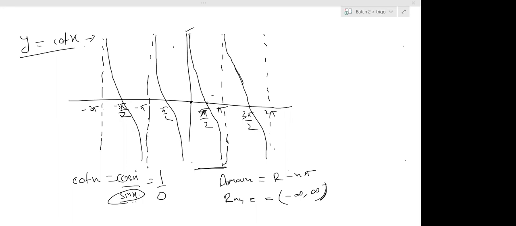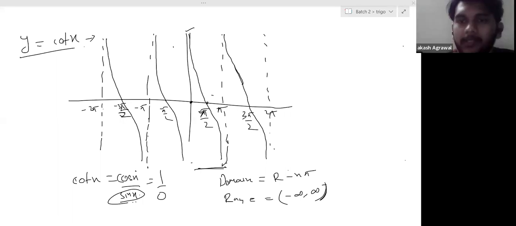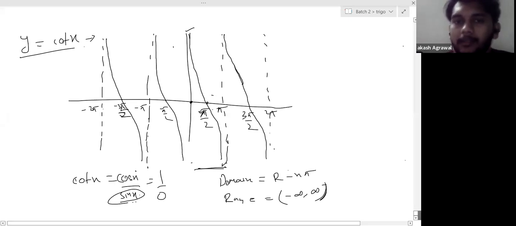Sir, can you explain the range part? All right. Range of a graph, how you can check? Check the data points where the graph is covering in the y-axis. All right, forget about the x-axis. This is moving to infinite, right? And this is minus infinite. So it covers the whole y-axis, right? So minus infinite to infinite.